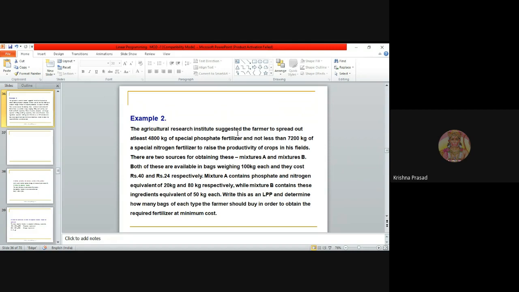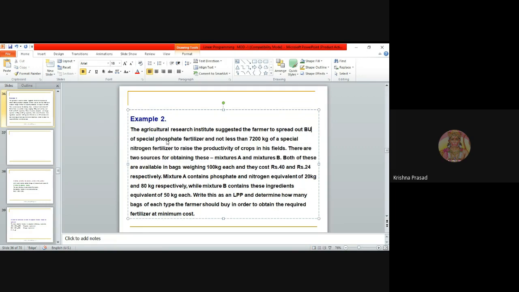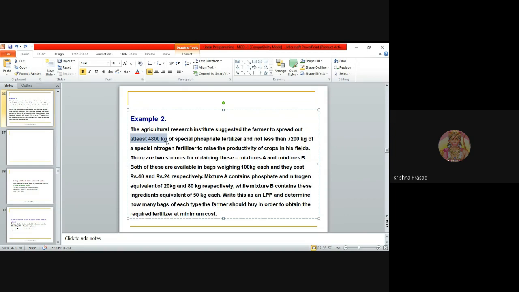Please read the first one. Agriculture Research Institute suggests the farmers to spread out at least, underline this word at least, otherwise you bold it and make it underline, at least 400, you make it bold as well as underlined. At least. And special purpose fertilizer, not less than 7, not less than also, underline this one, and special nitrogen fertilizer.